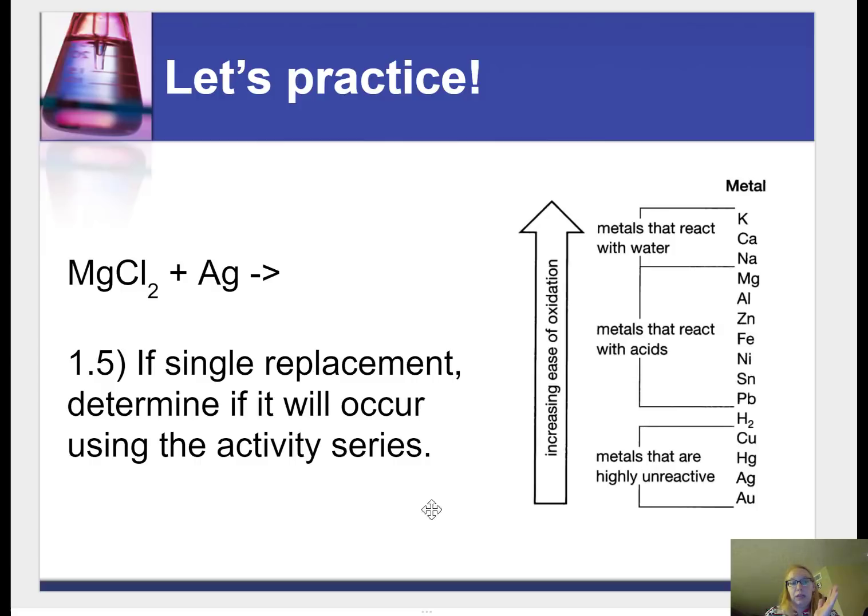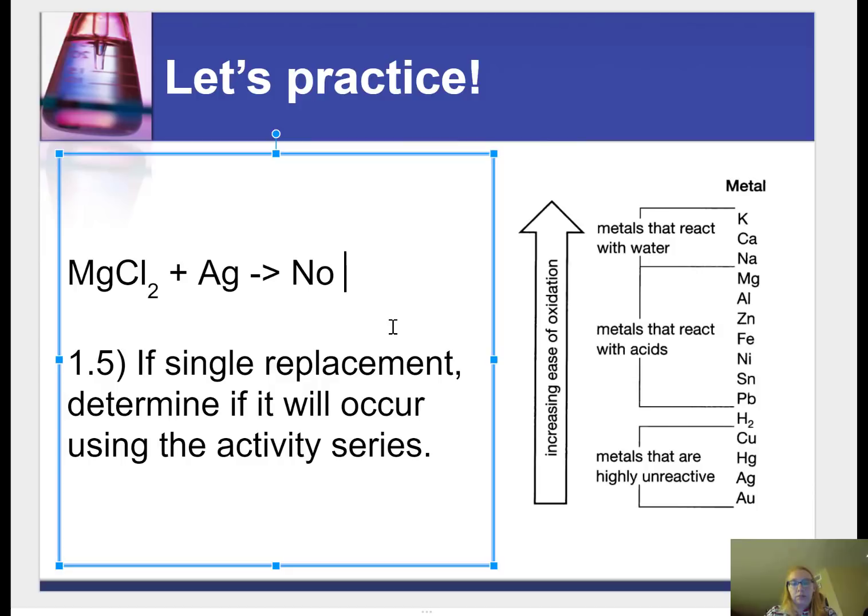So this is really, really easy to move forward. If it's not higher on the activity series, you literally get to say no reaction. You don't have to write the products. You don't have to balance the equation. Your job is done.